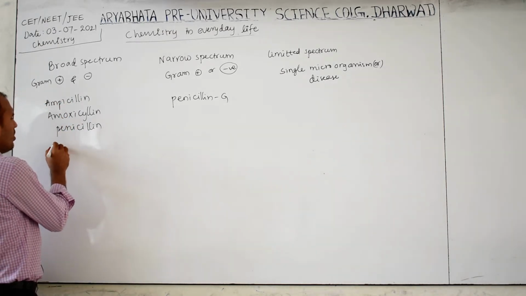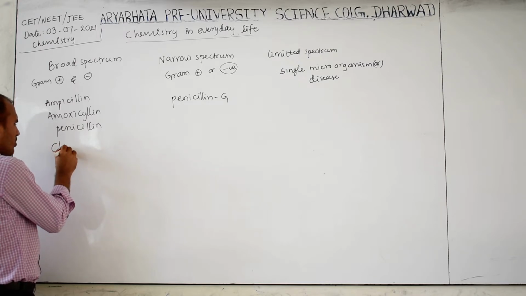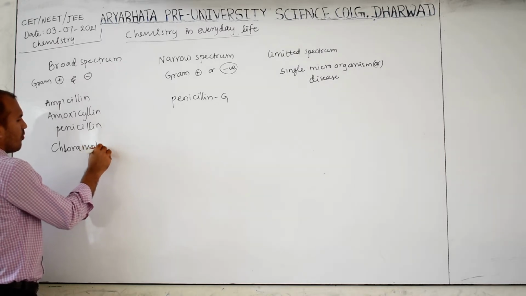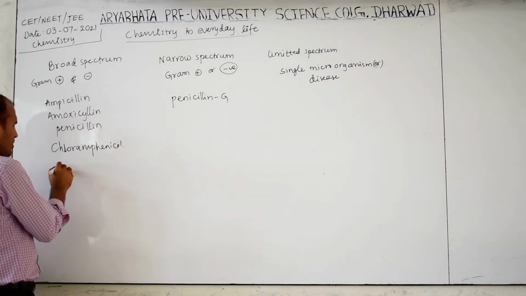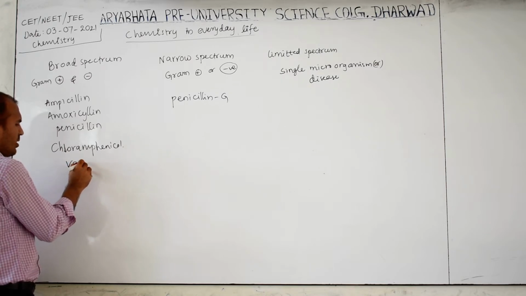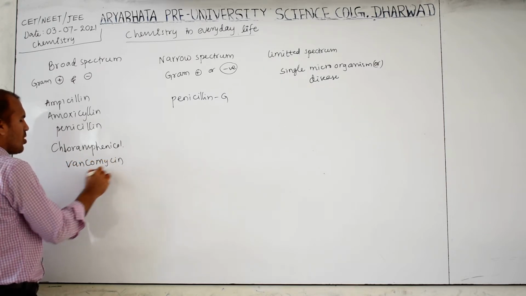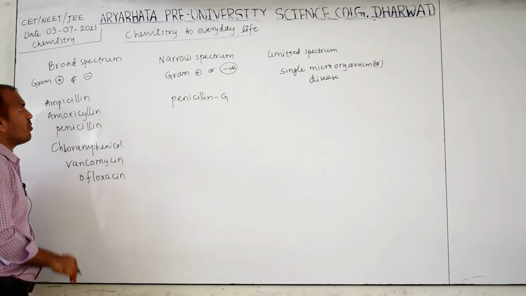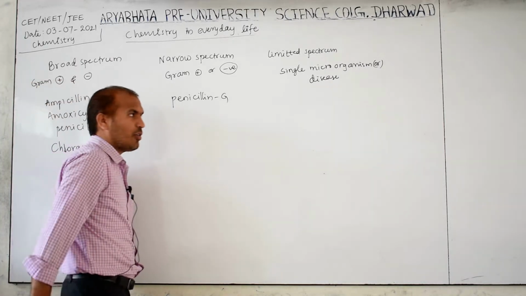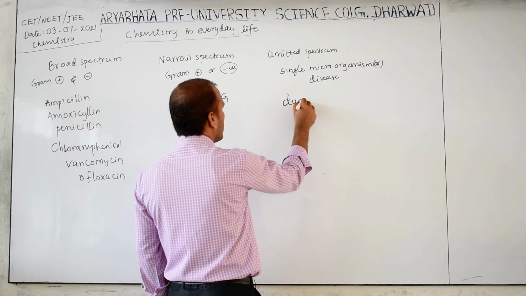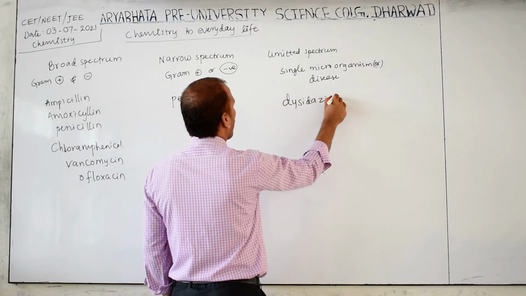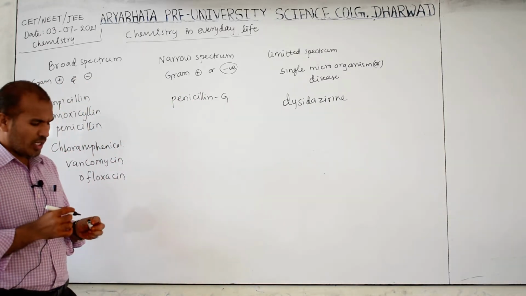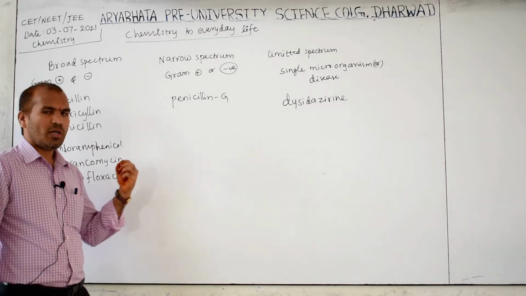Next, chloramphenicol, vancomycin, ofloxacin. These are examples of broad spectrum. This is an example of narrow spectrum, and dicydazarine is an example of limited spectrum. I think this was completed in the last class also, but once again I am revising.